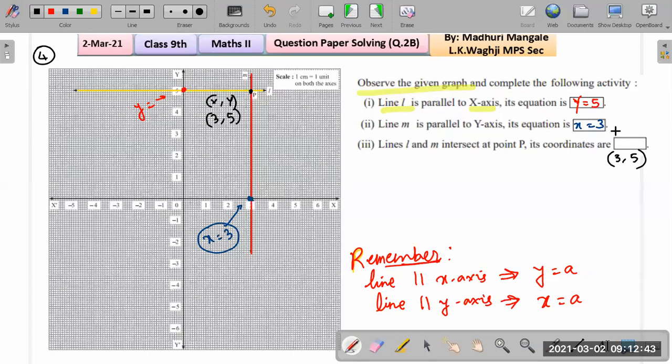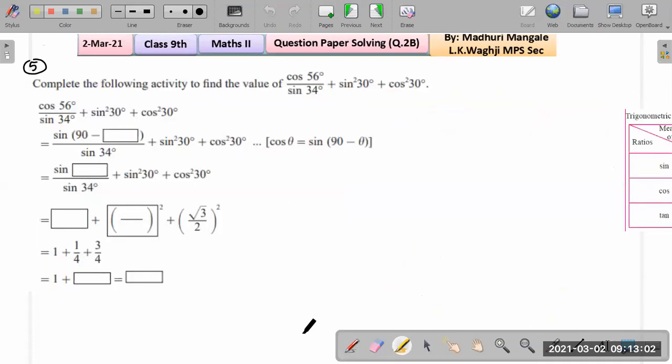You need to be very clear with the concept that whenever a line is parallel to the x-axis, the equation will be y equals a. Whenever the line is parallel to the y-axis, the equation will be x equals a. Okay, with that easy question, let us move to the next one from the chapter trigonometry.